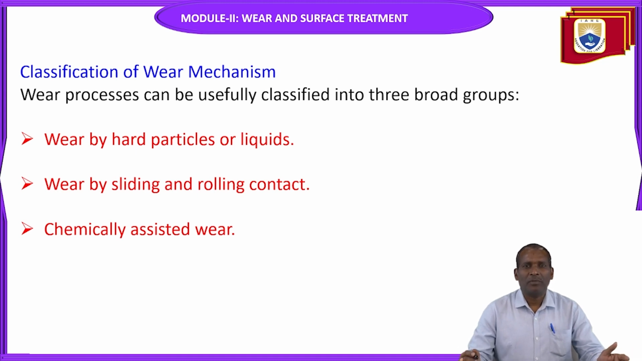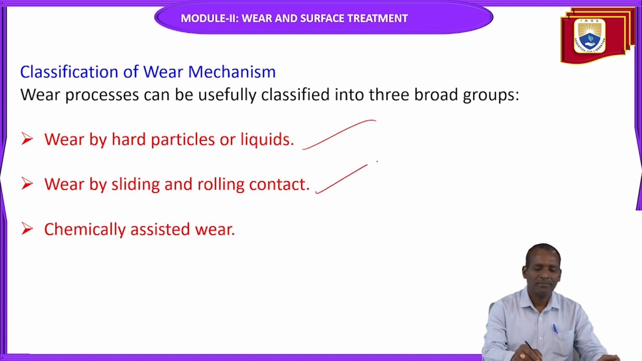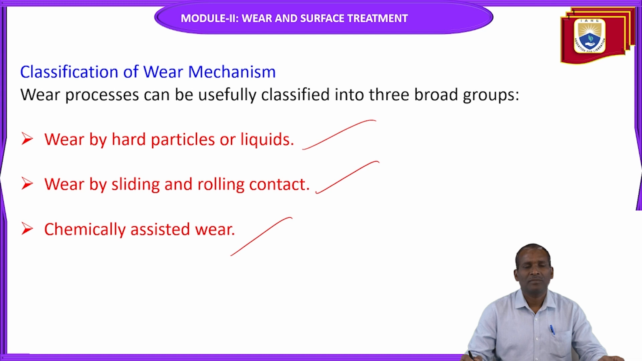The wear mechanism is classified into various types, mainly three. One is wear by hard particles or liquids. The second one is wear by sliding and rolling contact. The third one is chemically assisted wear. So wear is mainly classified into three. Whenever hard particles are present on the surfaces, there is wear due to the scoring of the material, and similarly by liquids.